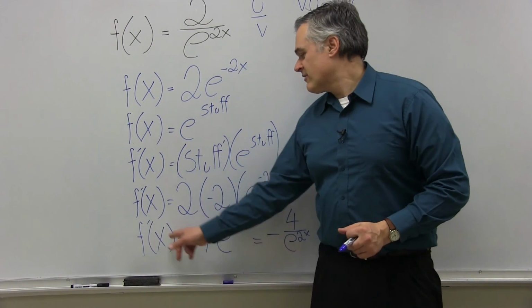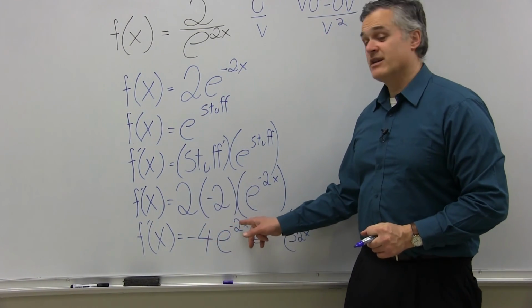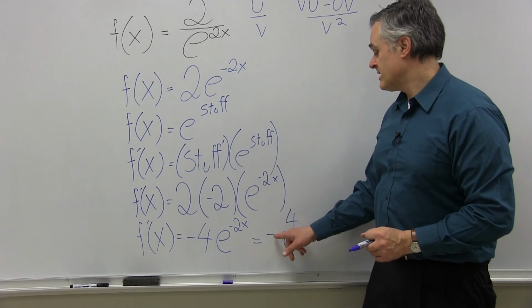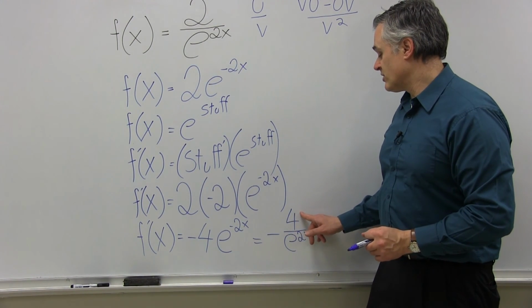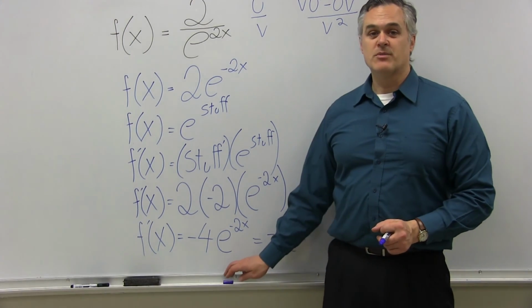They're both the same. So you could say f prime of x equals negative 4 e to the negative 2x, or f prime of x equals negative, and then you have a fraction, 4 in the numerator, e to the 2x in the denominator. They're both the same.